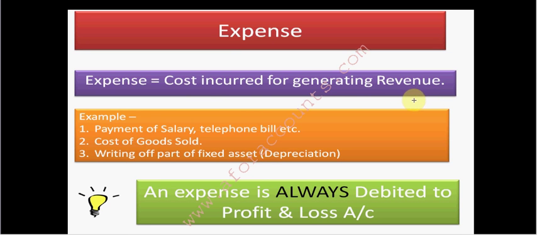Let's learn it with some examples. Payment of salary. I need to pay salary in order that my business is running smoothly. Your telephone bill, your cost of goods sold, writing off part of fixed assets, that is depreciation. All these are my expenses needed to be recorded in the books of accounts. So expense is your cost incurred. It is an out of pocket expense.